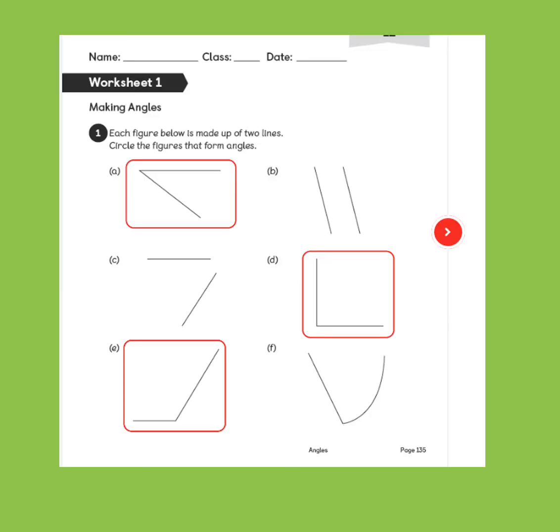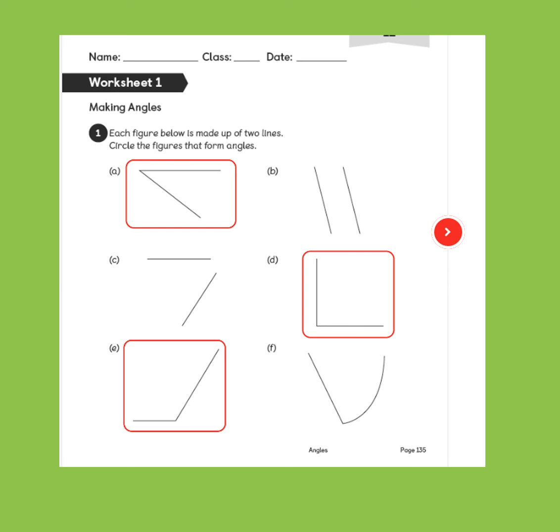Okay, here's the answers for question 1. Another question. How do we know that only these figures form angles? What's wrong with B, let's say? Lexi. Yeah, that's right. We do have two straight lines here, but they don't meet. And that's the same with question C.